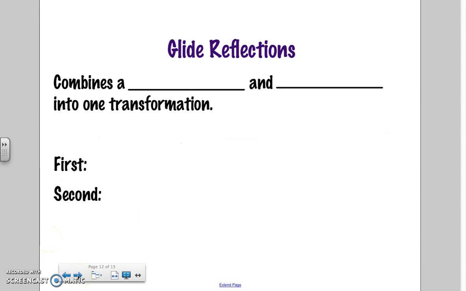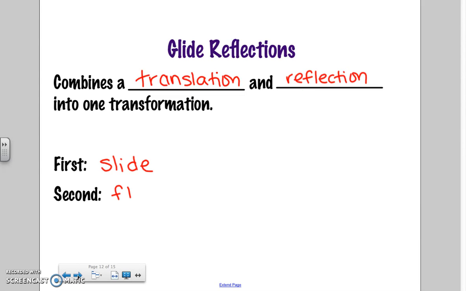Now we're going to look at something called a glide reflection. A glide reflection combines a translation or a slide and a reflection all into one transformation. When you're doing a glide reflection, you always want to slide first and then flip second. If they want you to do it in the other order, they will list it in opposite order on your paper. However, most of the time, you will slide and then flip.